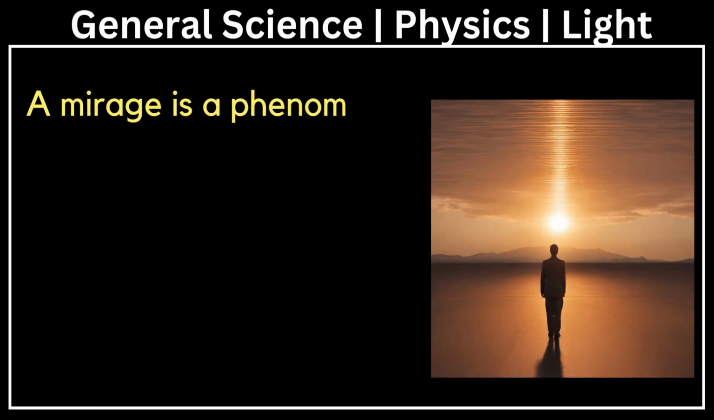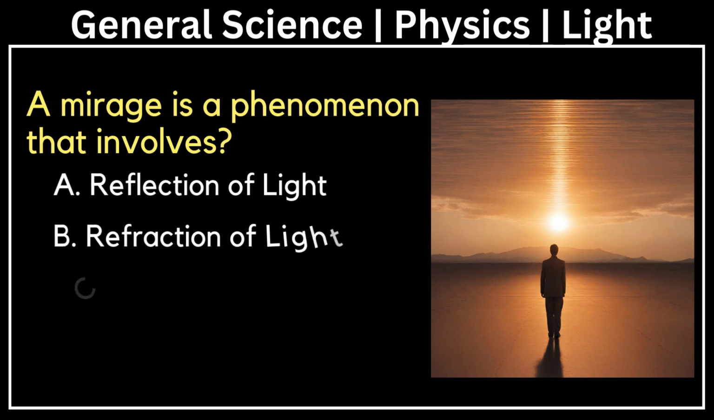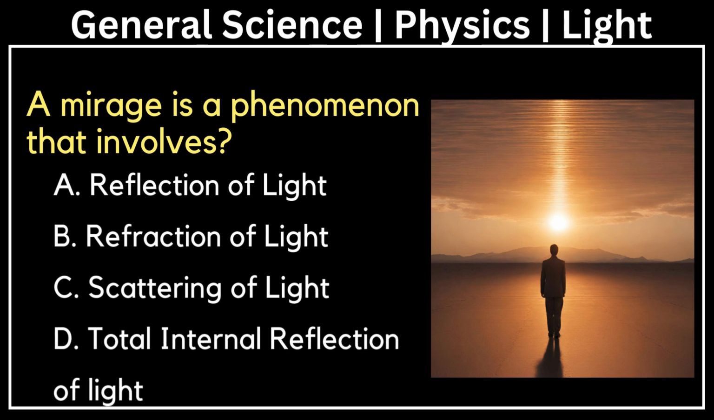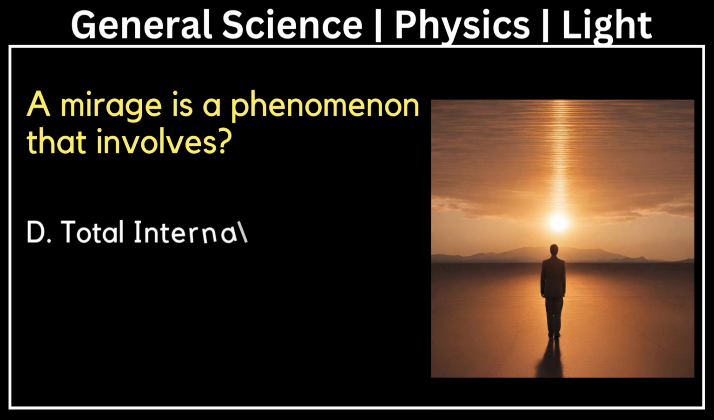A mirage is a phenomenon that involves A. Reflection of light. B. Refraction of light. C. Scattering of light. D. Total internal reflection of light. The answer is D. Total internal reflection of light.